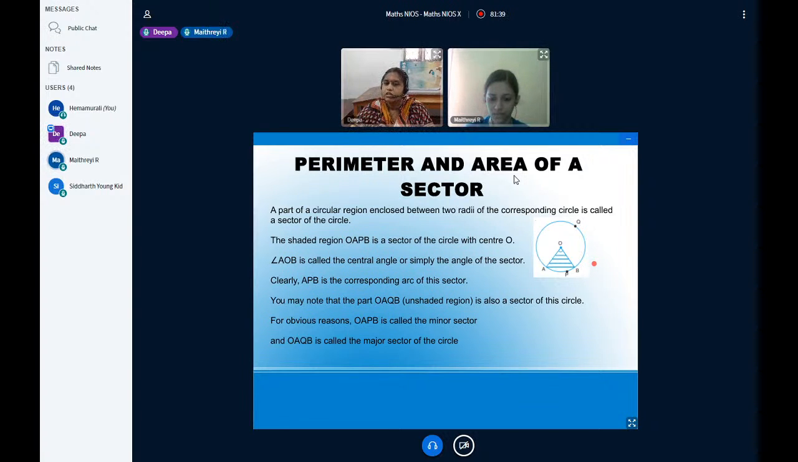Any doubts? What is a sector of a circle? A part of a circular region enclosed between two radii of the corresponding circle is called a sector of a circle. AOB is called the central angle or the angle of the sector, OAPB is called the minor sector and OAQB is called the major sector of the circle. Is it clear? Any doubt?